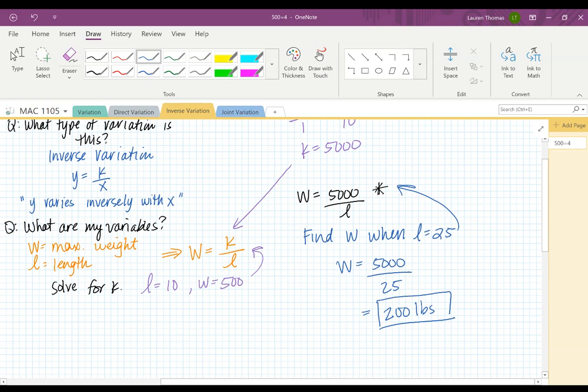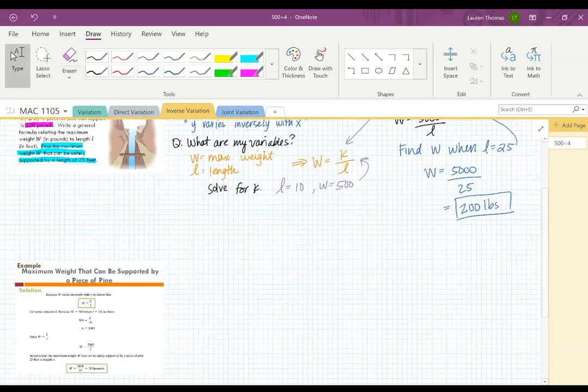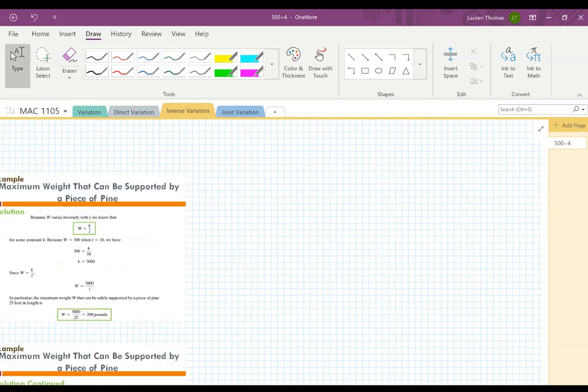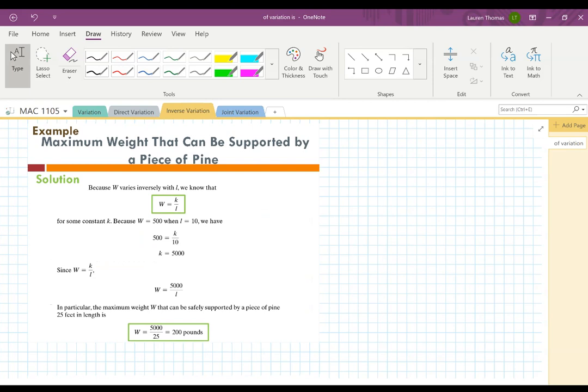So let's go ahead and check it with our solutions. We did exactly what they told us to do. We found our original model. We knew that it was varying inversely, so we set it up correctly. We found our constant of proportionality, which was 5,000. We plugged that back into the model and rearranged. And then we answered the question that they posed. So we got 200 pounds.